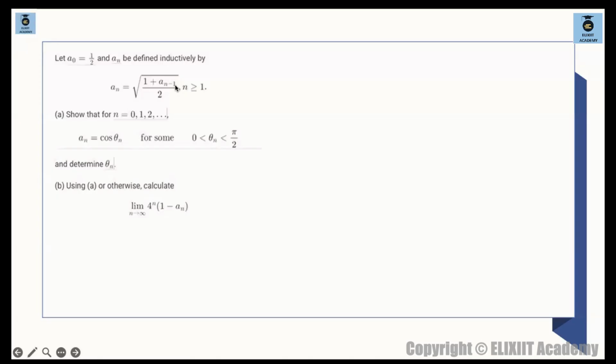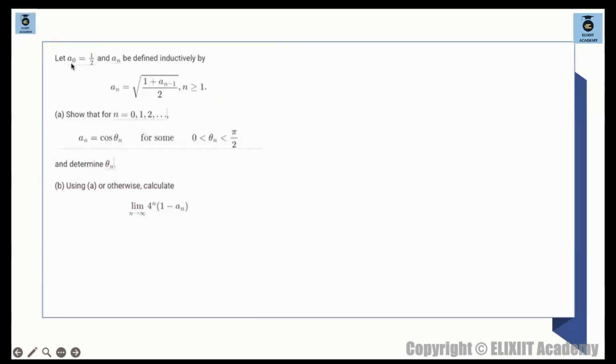ठीक है? So basically we need to show that an sequence is given by cos of theta n, and also we have to determine theta n as well. We also have to find the value of theta n, for which theta n lies between 0 and pi by 2. So basically we have to convert all the things in terms of cos to prove that an is cos of theta n. They have mentioned this thing, an is cos of theta n, which means each of these terms has to be related in terms of cos theta.